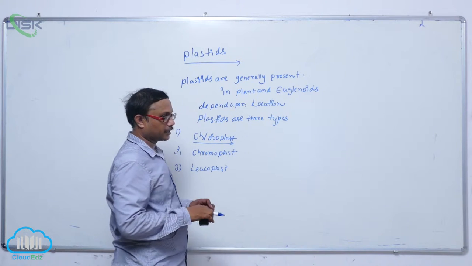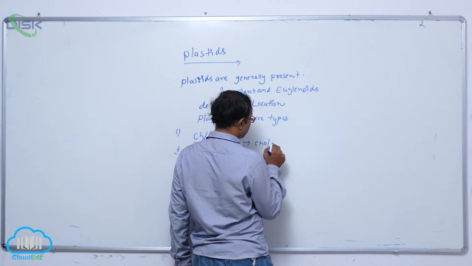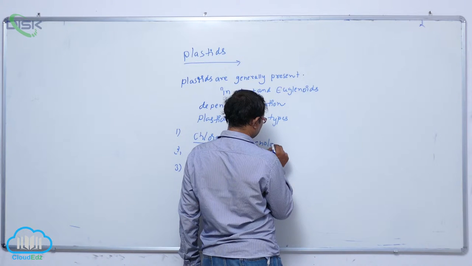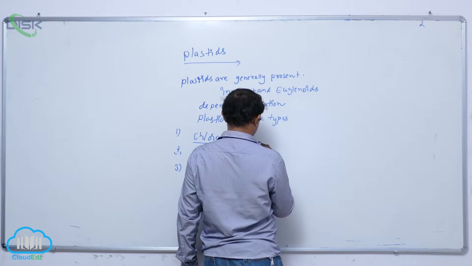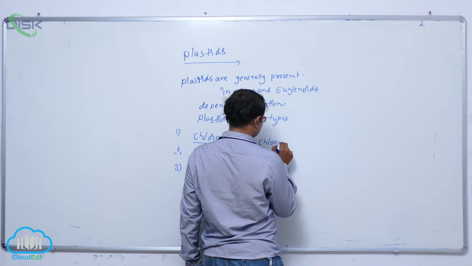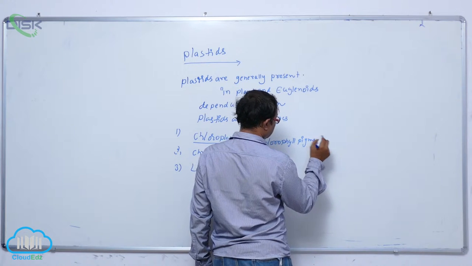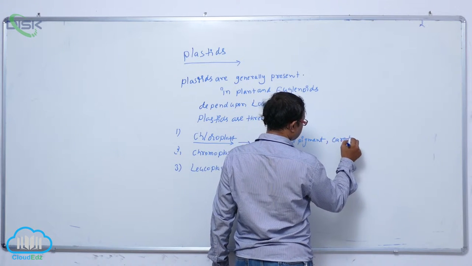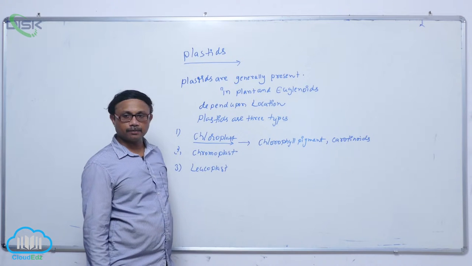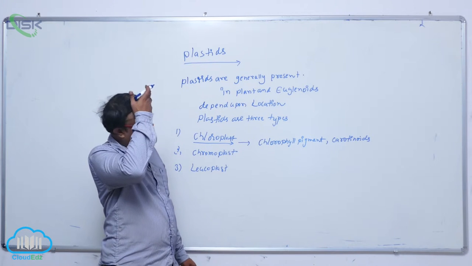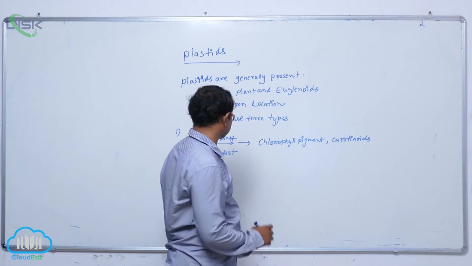Chloroplasts have chlorophyll pigments and carotenoids. These chlorophyll pigments and carotenoids are able to absorb light energy from the sunlight and convert it into chemical energy. So they are involved in the photosynthesis process.